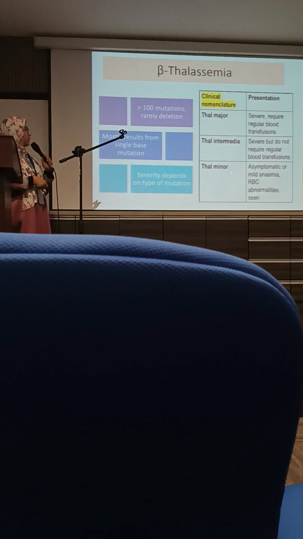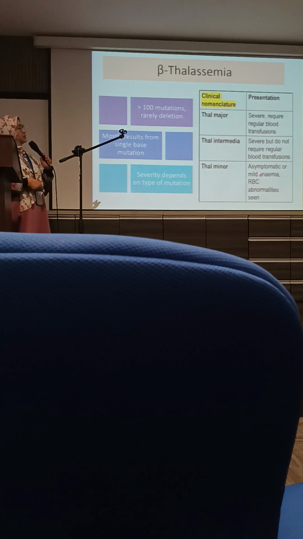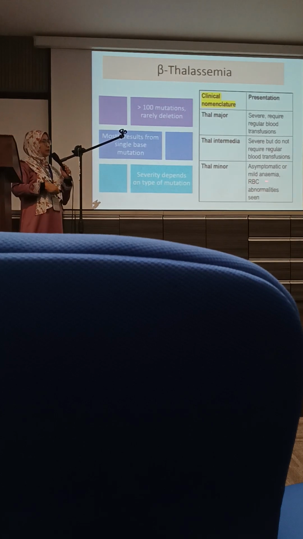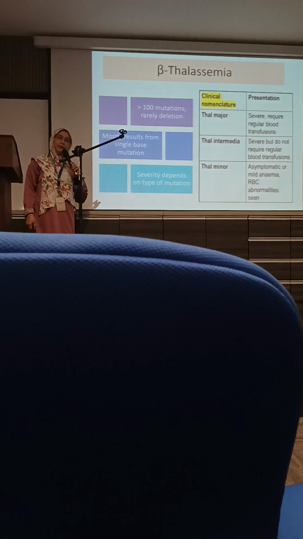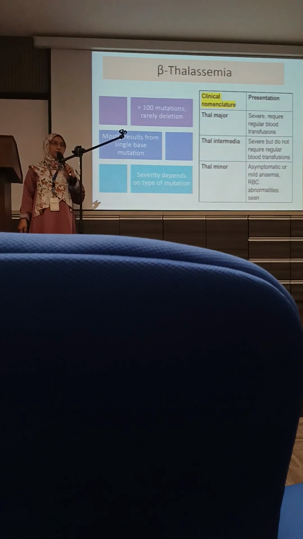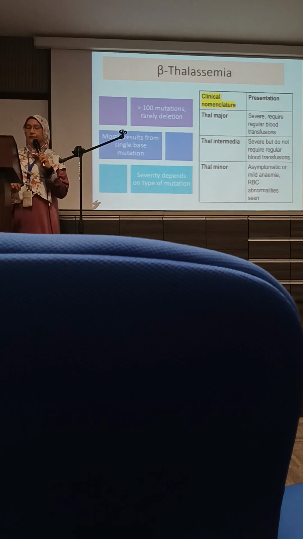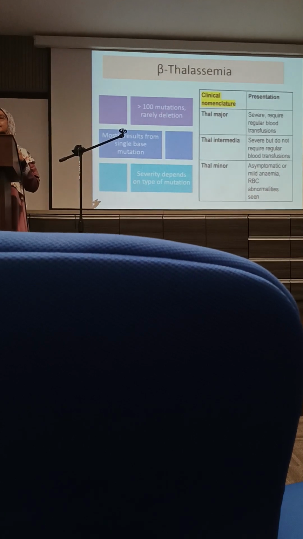Thalassemia minor or trait, they are asymptomatic or sometimes mild anemia, tapi asymptomatic lah. Dia ada mild anemia tapi tak ada apa-apa clinical presentation. But you can see red cell abnormalities. You akan nampak hypochromic macrocytic red cells. So you can detect carrier from screening. So that's why I advise you to go for screening.